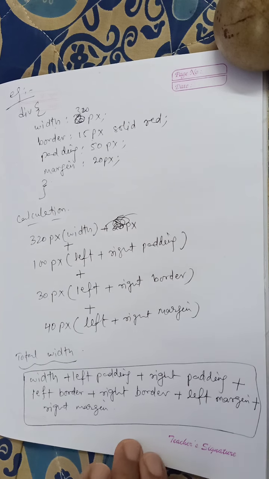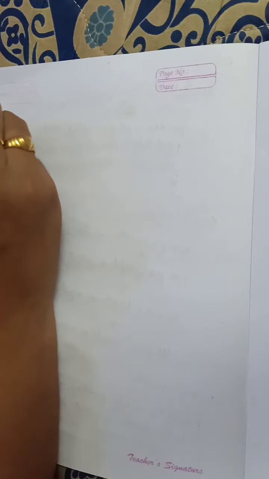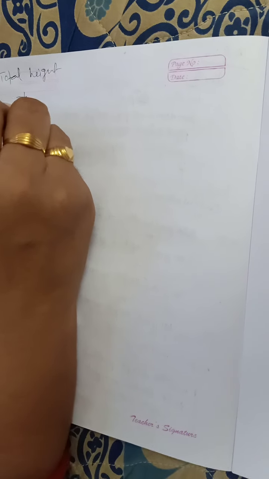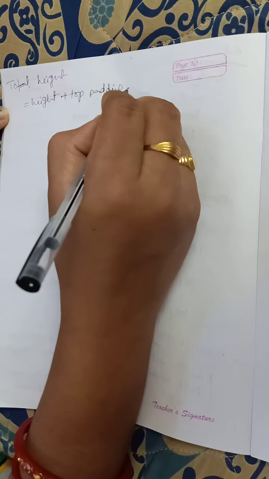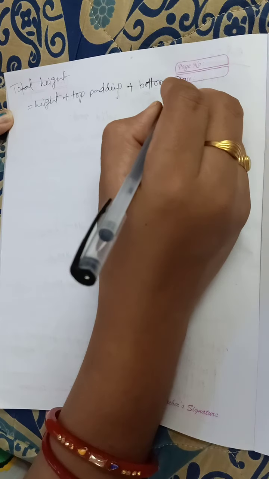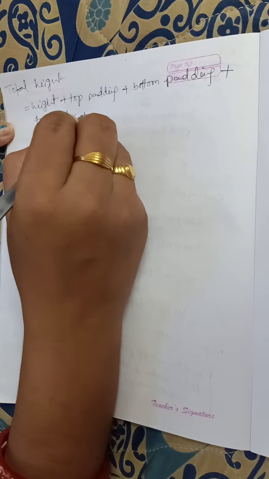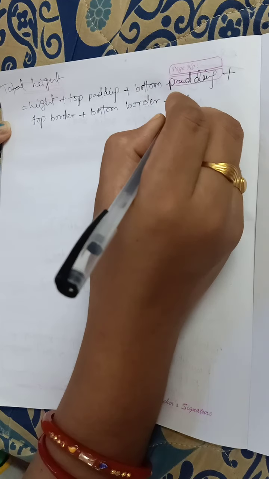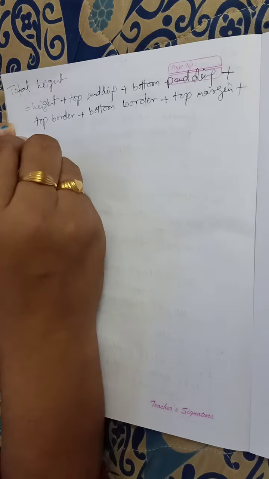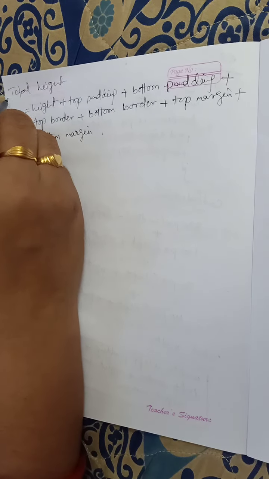Similarly, when we go for total height, it is calculated as height plus top padding plus bottom padding plus top border plus bottom border plus top margin plus bottom margin. Okay, so you need to remember this.